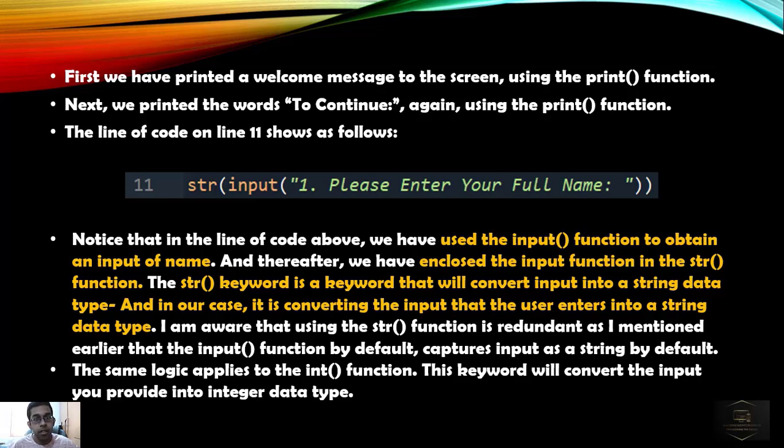Notice that in the line of code above, we have used the input function to obtain an input of name, and thereafter we have enclosed the input function in the string function. The string keyword is a keyword that will convert input into a string data type, and in our case, it is converting the input that the user enters into a string data type.